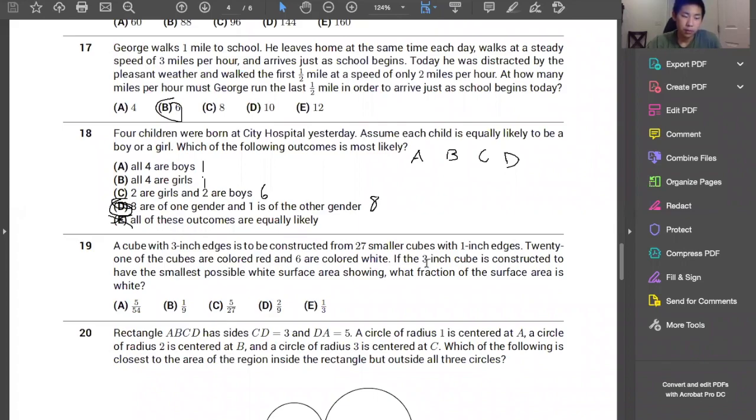We have a cube with 3-inch edges to be constructed from 27 smaller cubes with 1-inch edges. We were told that 21 of them have been colored red and 6 of them are colored white. And we want to construct the cube so that the smallest possible surface area is white. And we want the fraction of the surface area that's white, assuming that we have the smallest possible here.